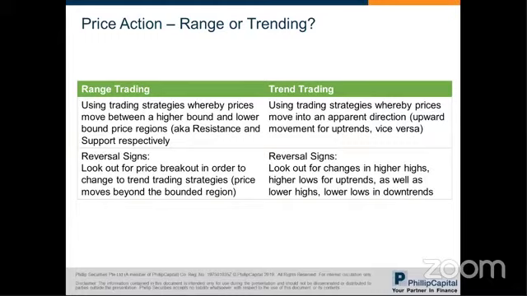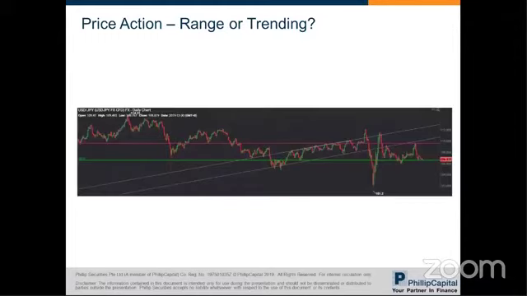So for a trend trading strategy, look out for changes in the higher highs and higher lows for an uptrend, and for a downtrend, usually look at the lower highs of the share prices as well as lower lows.